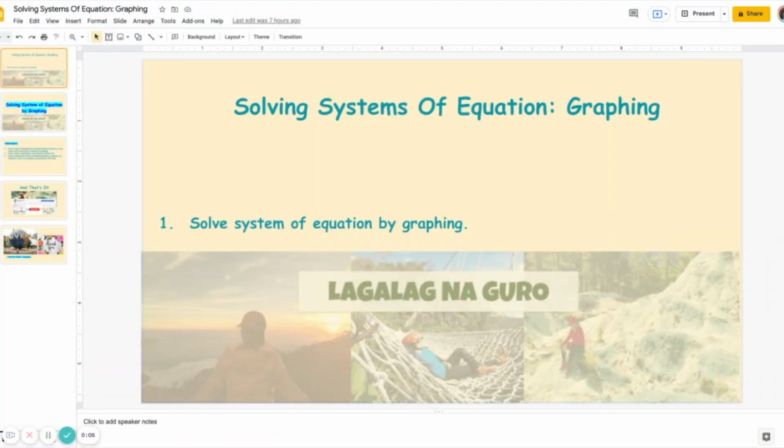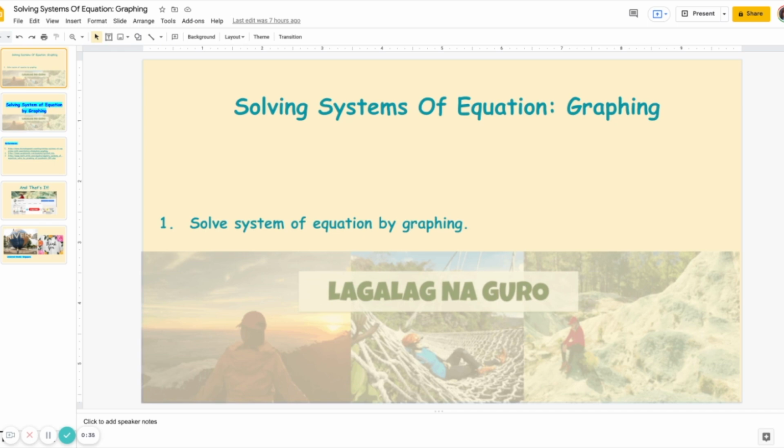Ito na naman po ang inyong lagalagnaguro at sa araw na to ay itutuloy natin ang discussion tungkol sa solving systems of equation by graphing. So tapos na po tayo sa dalawa pang method, yung substitution and elimination. So ngayon po yung pangatlo, by graphing. So ano po yung mga concepts na malalaman natin sa topic na ito? So today, our goal is to solve system of equation by graphing.